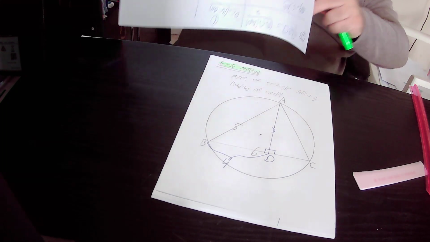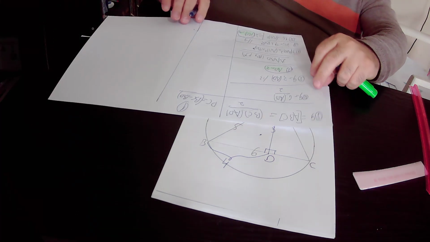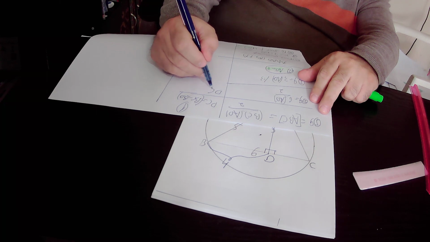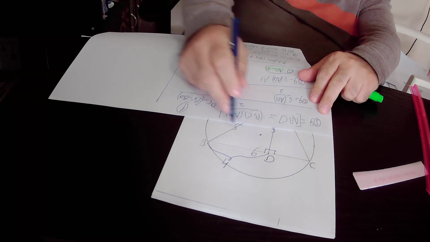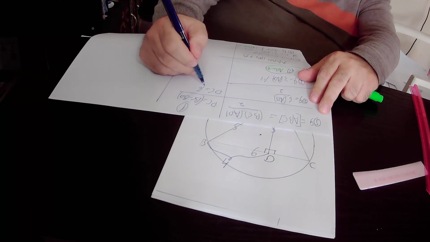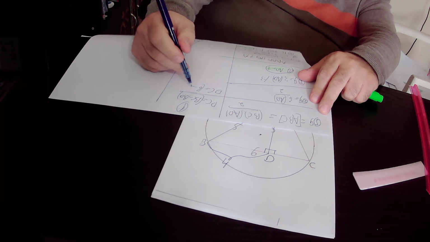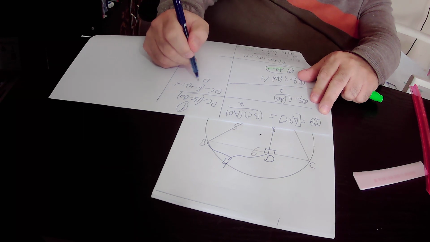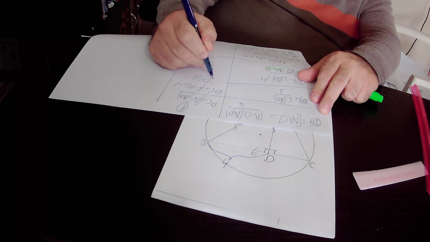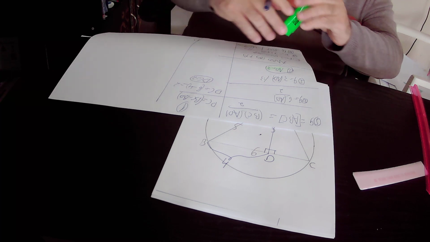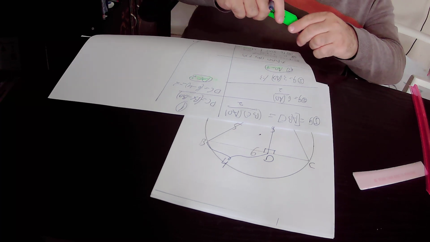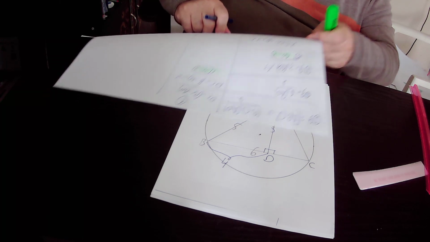So DC equals BC, that is 6 units, minus BD, that is 4. So in conclusion, DC equals 6 minus 4, that is 2. So DC equals 2 units. We can write down here that DC equals 2 units.